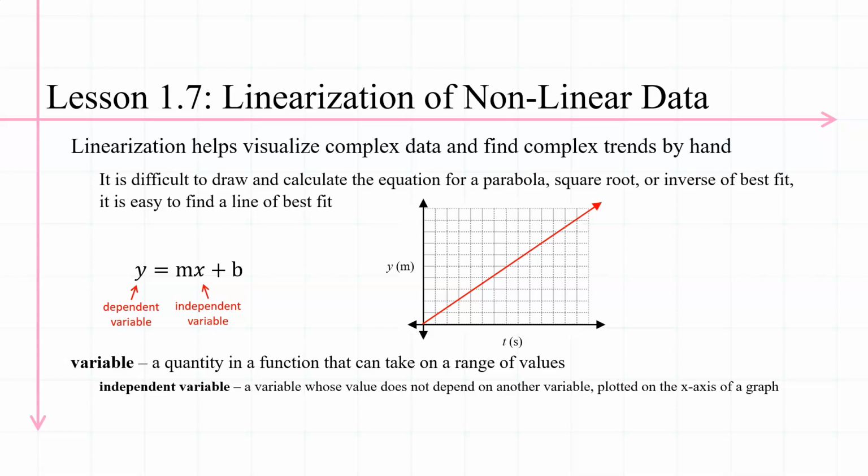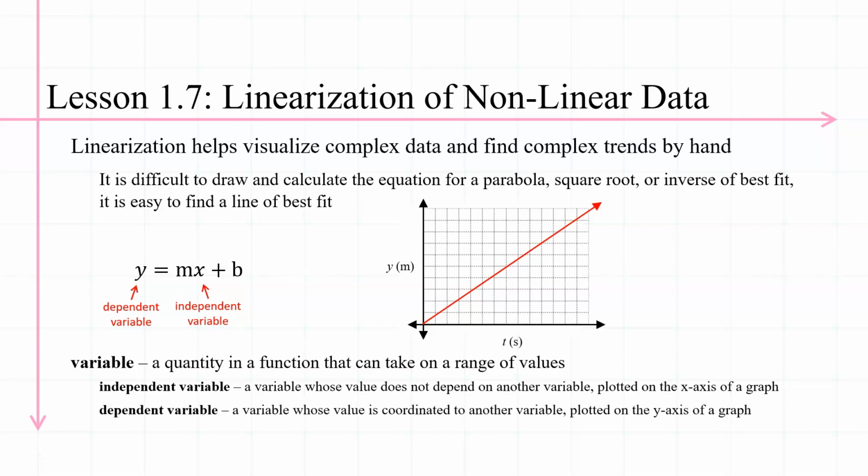The independent variable, which is x, is a variable whose value does not depend on another variable. And it's important to note that by convention, we plot the independent variable on the x-axis of the graph. Also, just to remind you, time in a graph, if time is one of the variables, it's usually the independent variable because time flows without really depending on anything else. Other things tend to change with respect to the independent variable. And that brings us to our dependent variable. It's a variable whose value is coordinated to another variable. Now, in coordinated, do you hear that word coordinate?